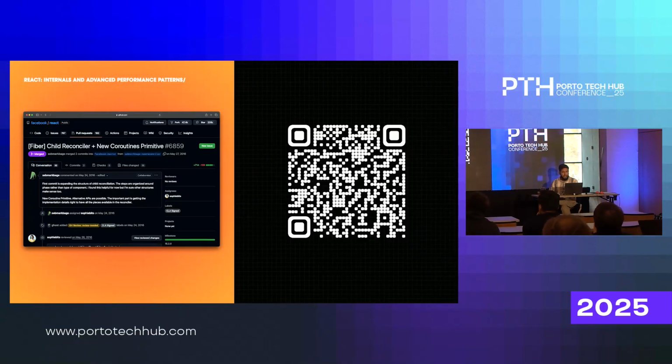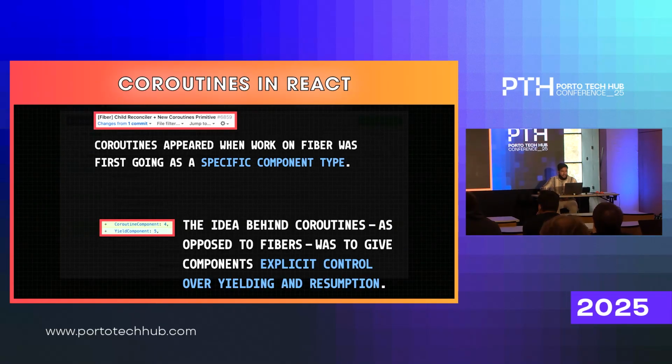And you can see coroutines as a concept showing up in the history of React for some time now. The first thing was this PR by Sebastian Markbåge. He is also a core committer, and he is the founder of the Fiber architecture, and he laid the foundation of a lot of what React is these days. But they appeared before the Fiber architecture happened in 16. They were experimenting with fibers as a specific component type.